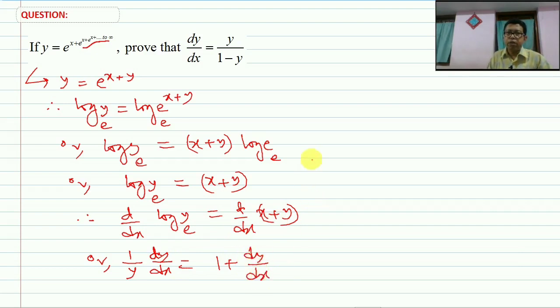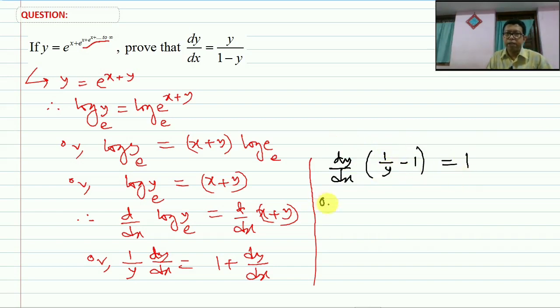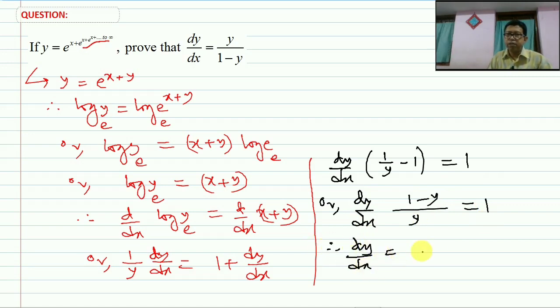Now you can take dy/dx common: dy/dx times (1/y minus 1) is equal to 1. Make an LCM there: dy/dx times (1 minus y)/y is equal to 1, so you are getting dy/dx equal to 1 times y divided by 1 minus y. Is it your proof? Yes, this is the proof. Next question.